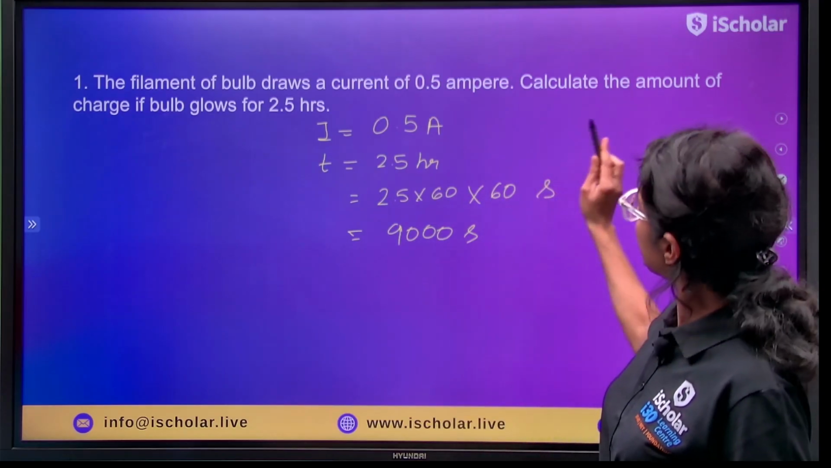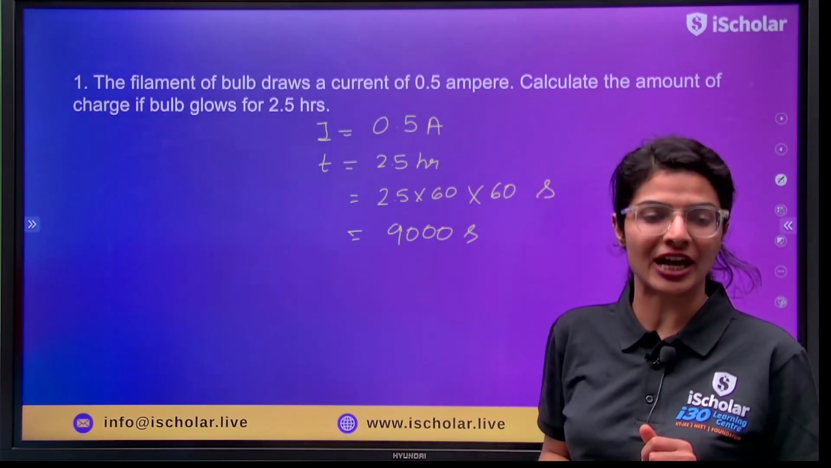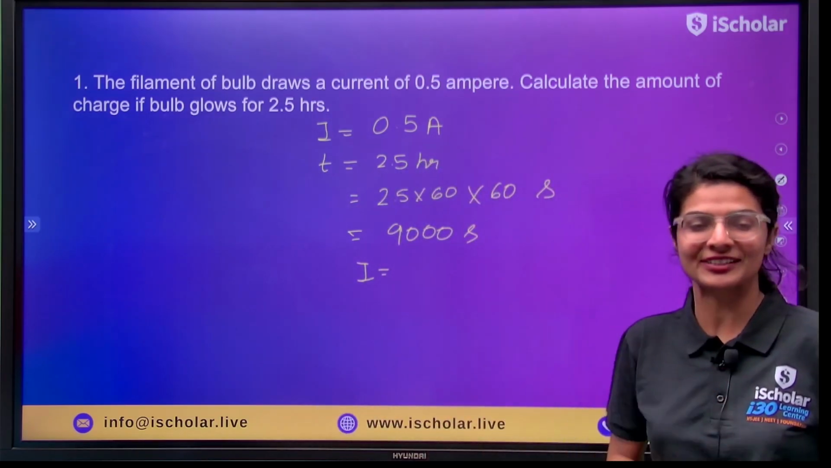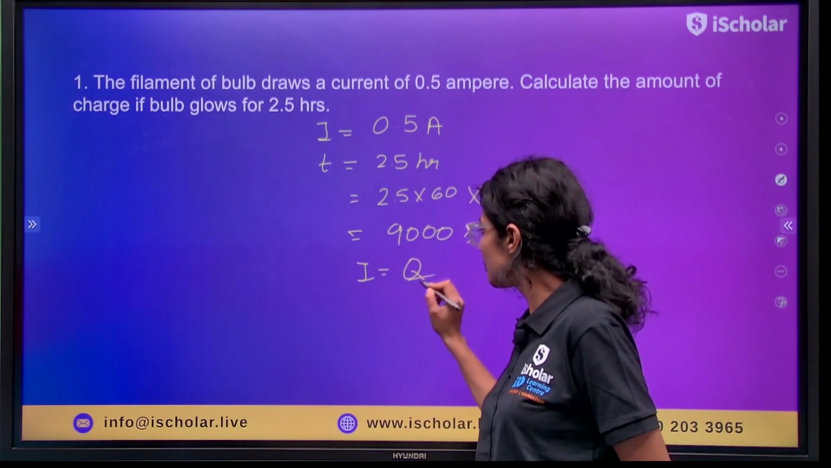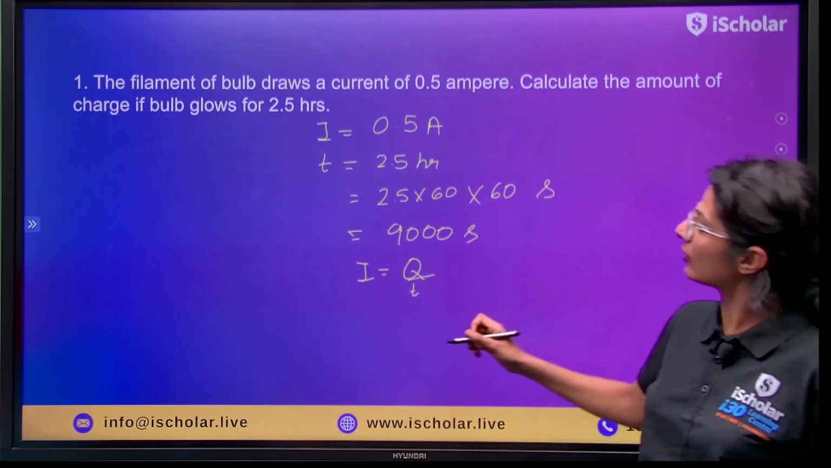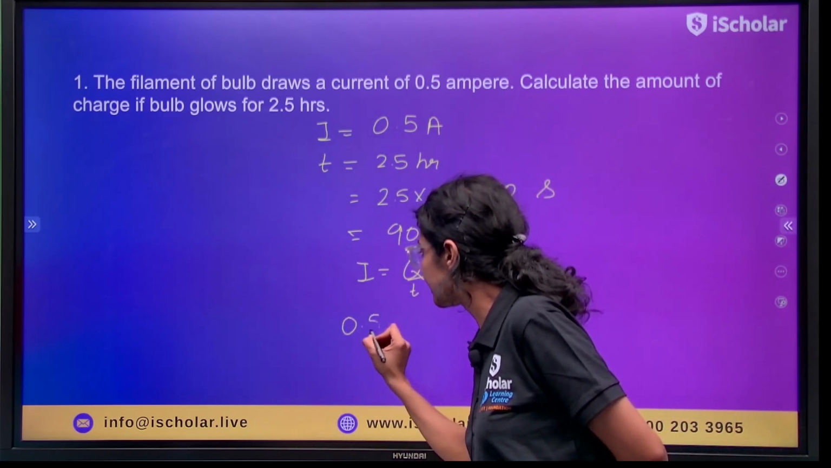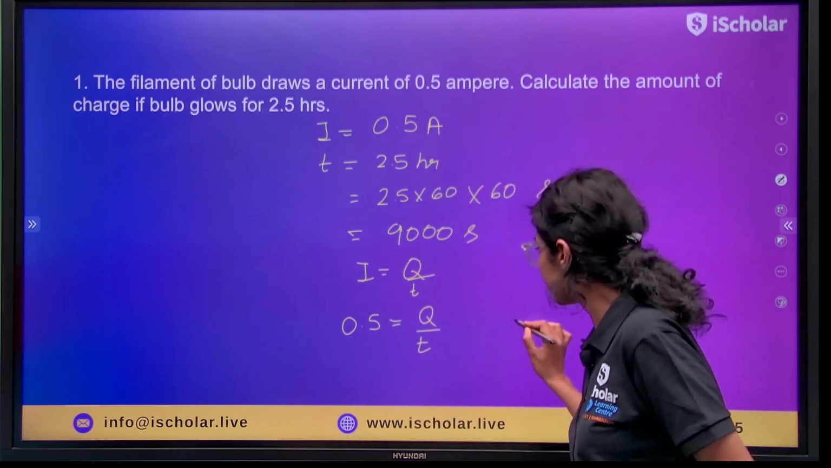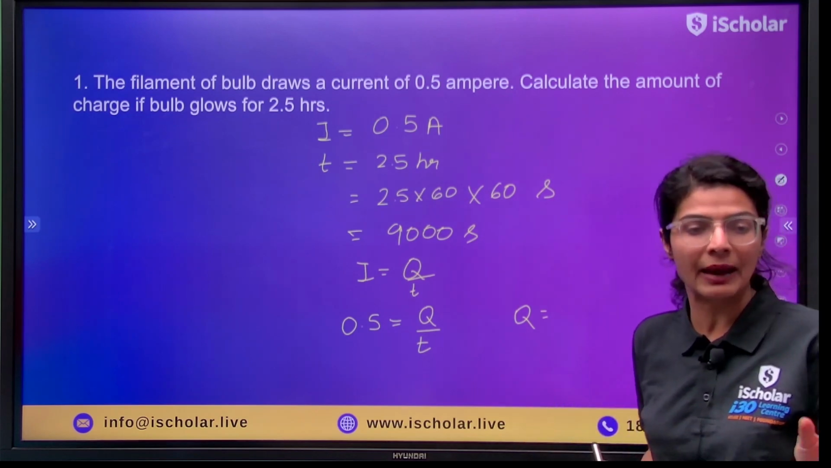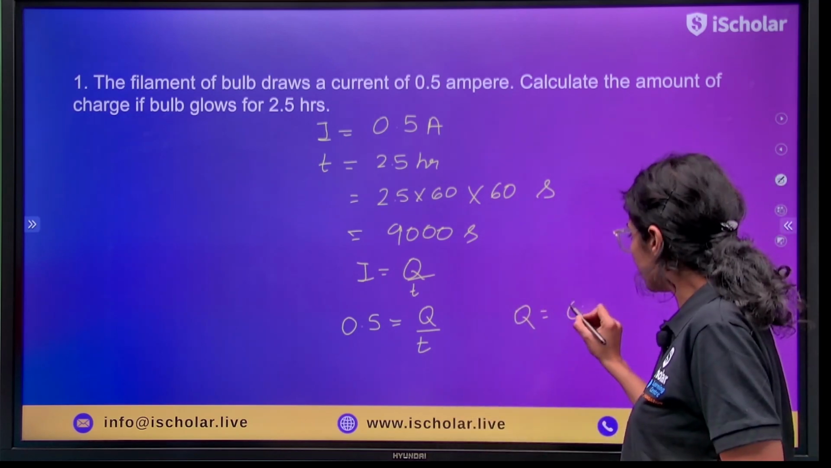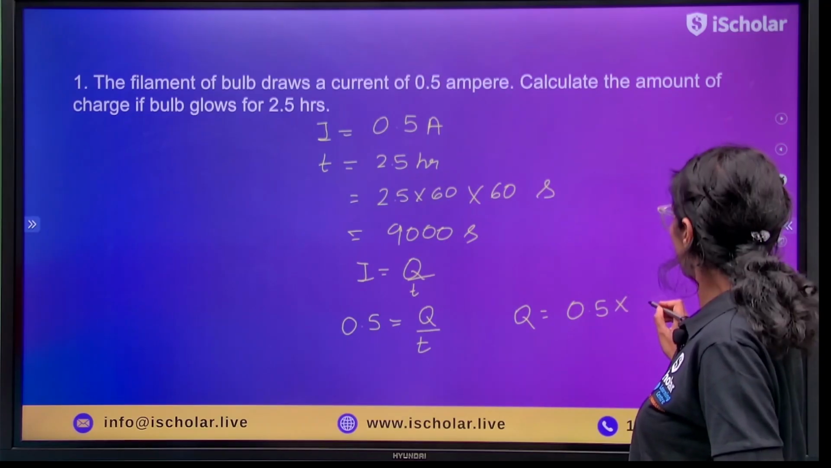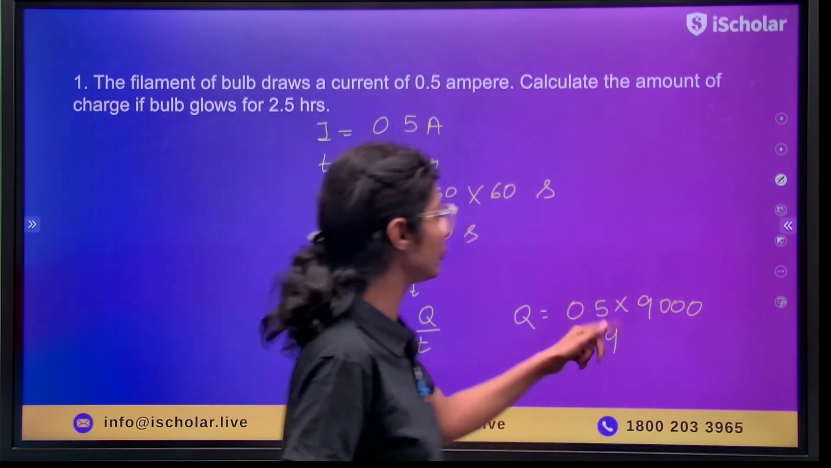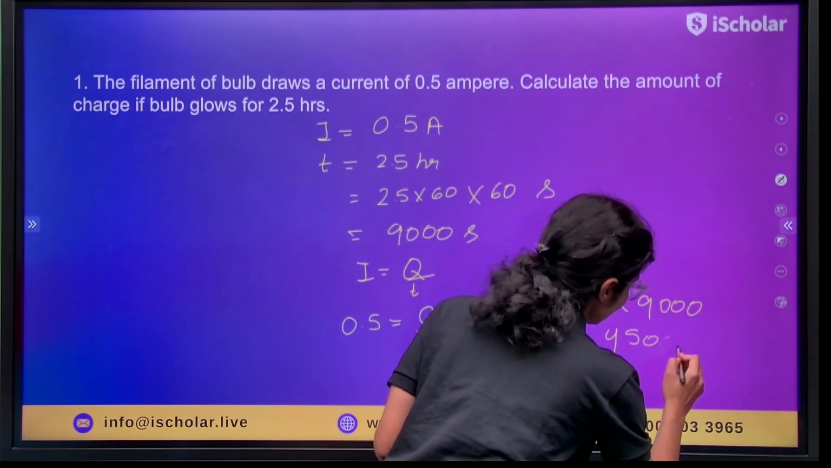Now what is asked? You are asked to calculate the amount of charge, and we know that students, current and charge are linked in such a way that current is equal to charge per unit time. Current is given, you need to calculate charge. This is I equals Q by T. So from here you can get the value of charge flowing into this filament, just multiply these two, that is 0.5 into 9,000. So that would be 4,500 coulomb.